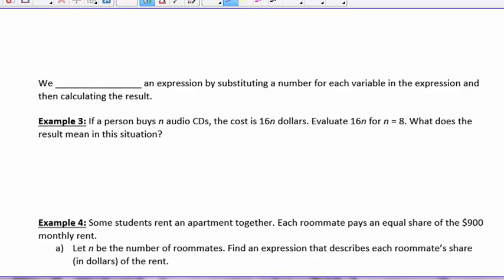Alright, next page. We evaluate an expression by substituting a number for each variable in the expression and calculating the result. We evaluate an expression.